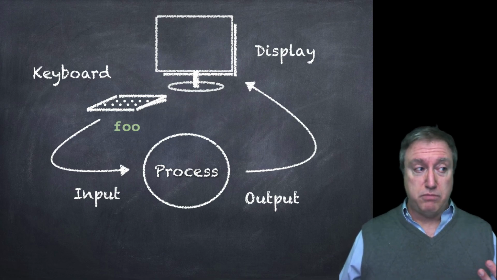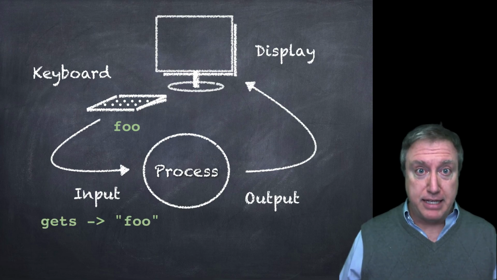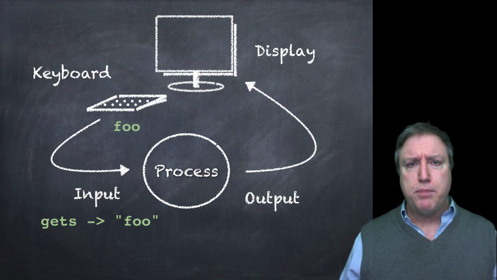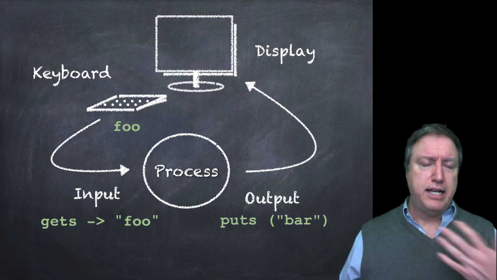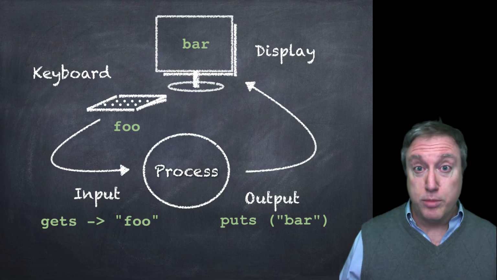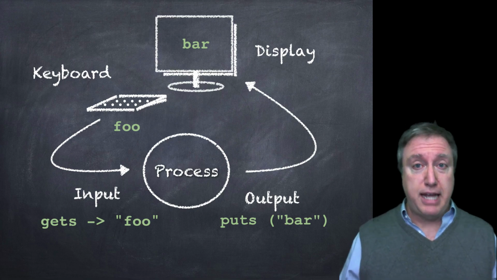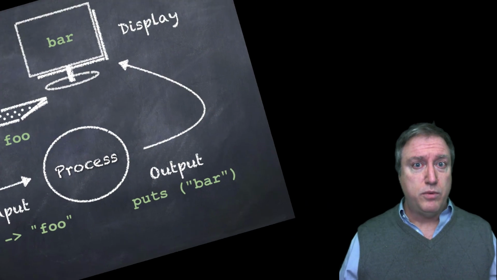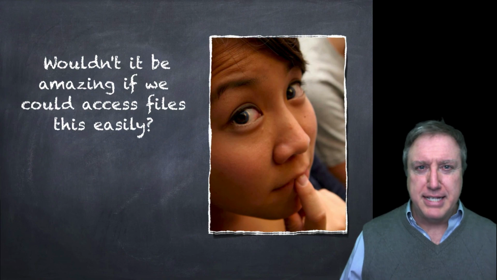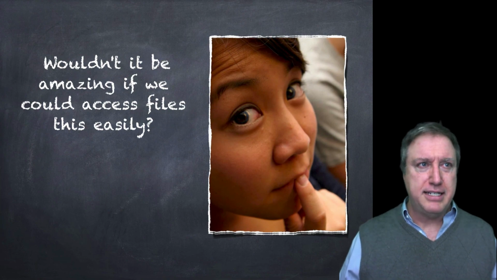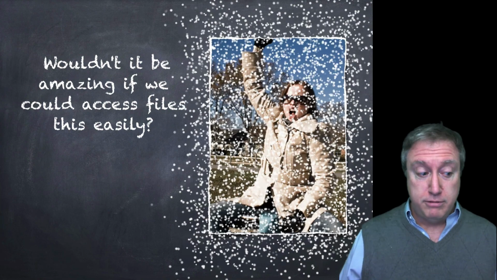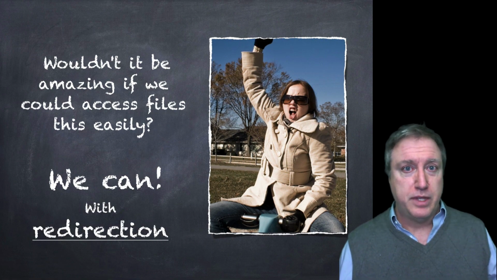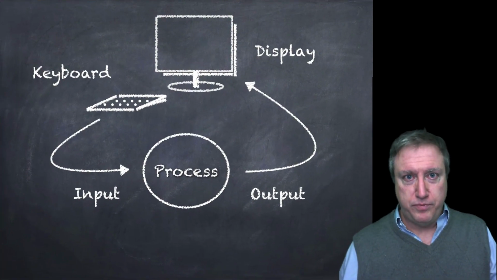You use a gets method so that if someone types at the keyboard you can bring that string in. You use a puts method to take a string and output it to the terminal display. Again, we're just talking about text here, streams of text coming in and out. Well, wouldn't it be amazing if you could do the same thing just as easily with files? Well, of course you can, or else I wouldn't be doing this screencast. Let's take a look at how this works.